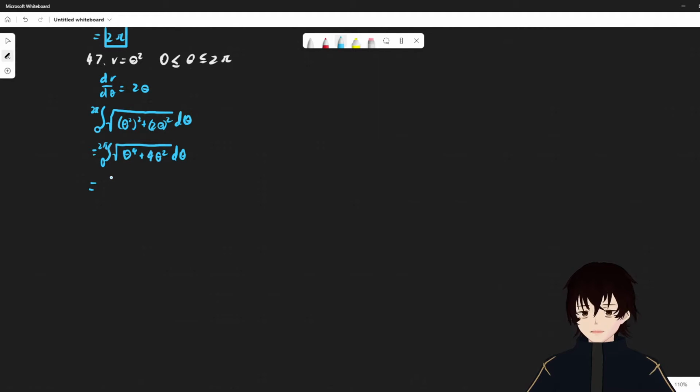I can factor out a theta. The integral from 0 to 2 pi of theta times the square root of theta squared plus 4. Uh-oh. Does this have to be trig substitution? Or is there an easier way? Oh dear.